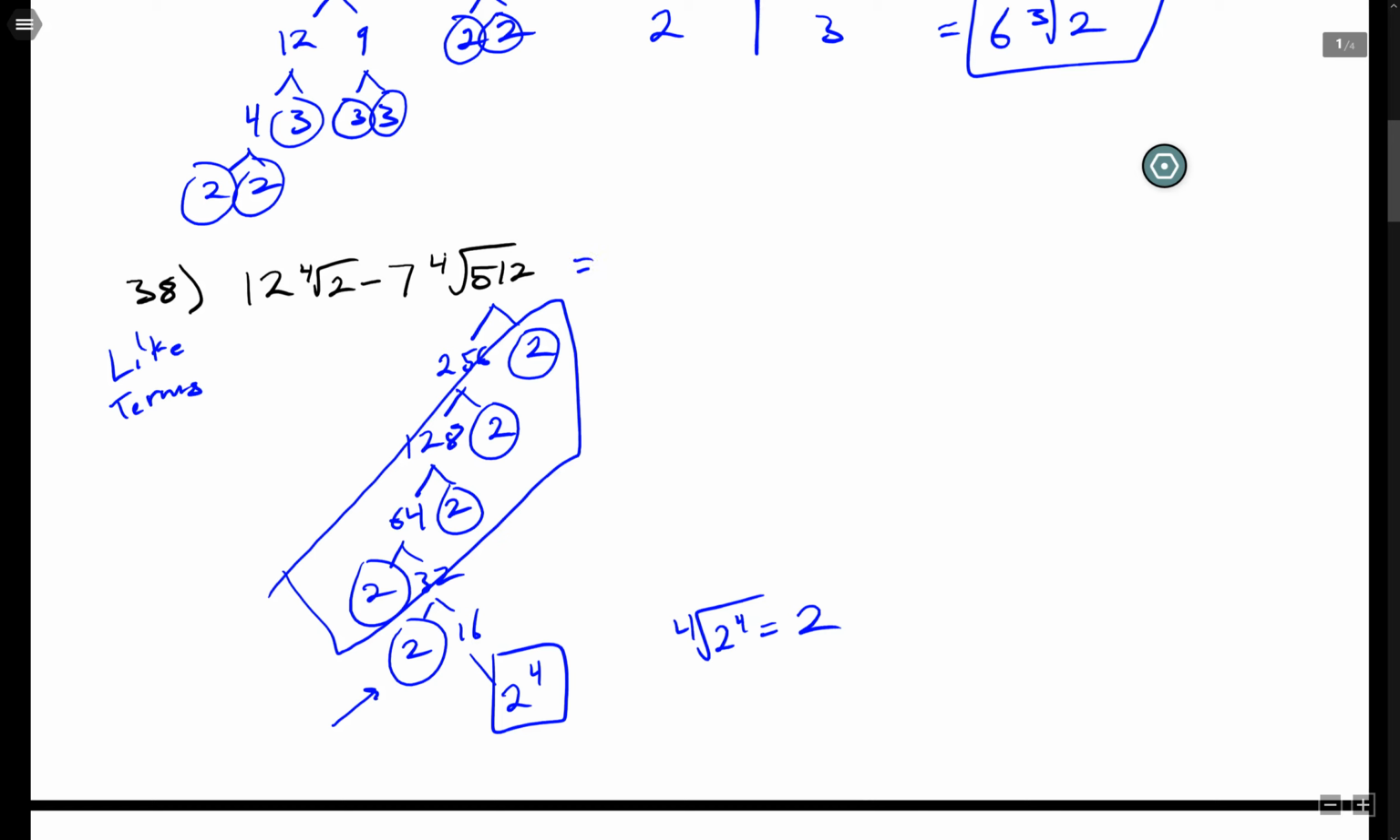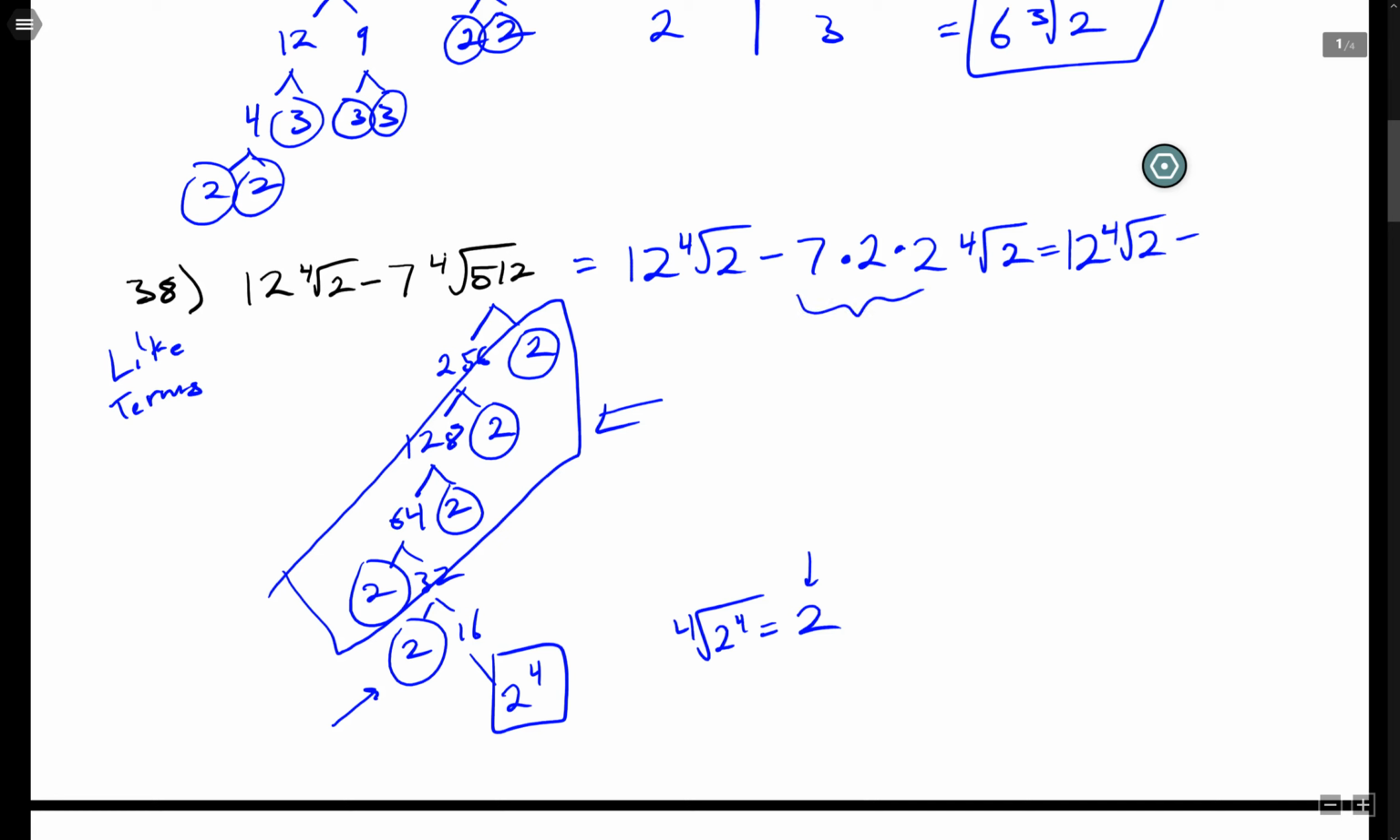So let's summarize what I did there. I didn't mess at all with the first term, but this second term, now outside I have this 2, I have this 2, and 1, 2 is left under the fourth root. So let's simplify things. 12 fourth root of 2, still not doing anything to that first term, but here 7 times 2 times 2 is 28. So 28 times the fourth root of 2.